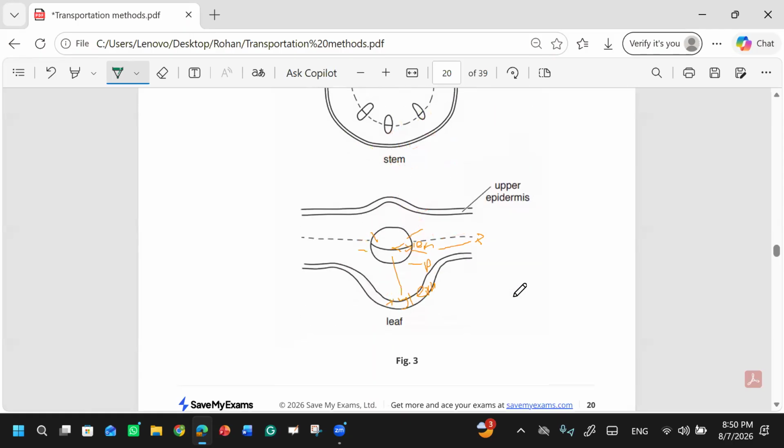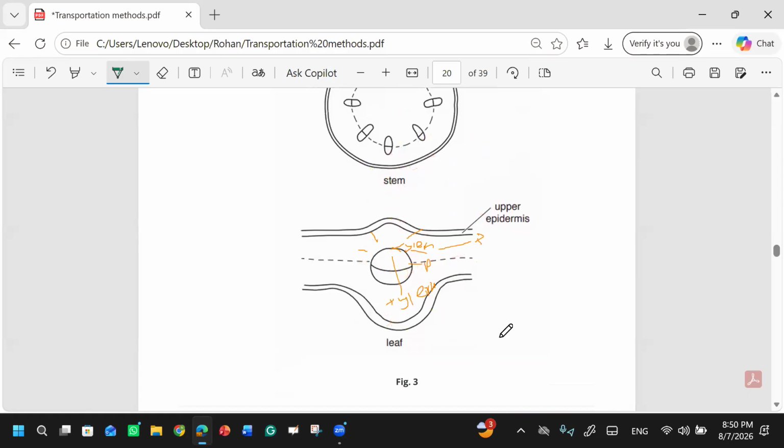What about this one? This is a leaf cell. I think this one is the xylem, and this one's the phloem.